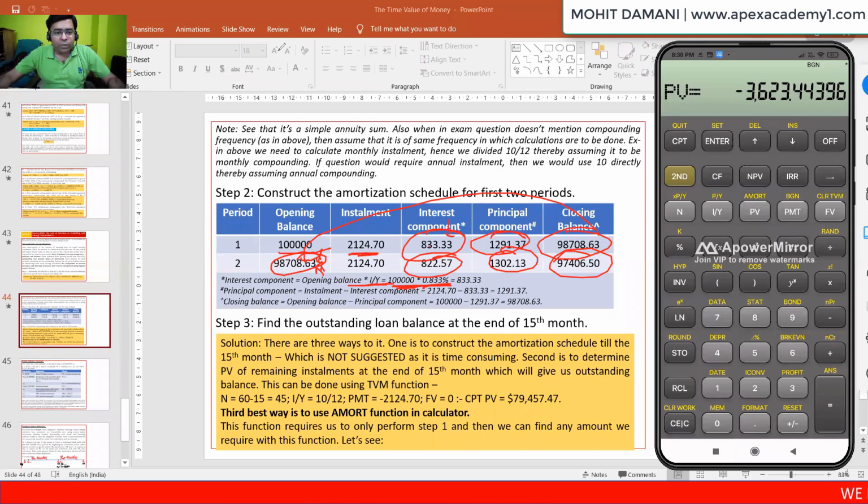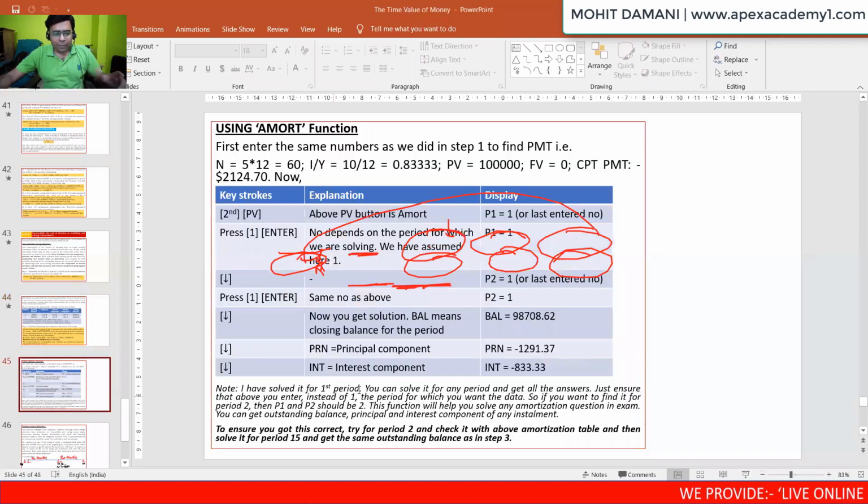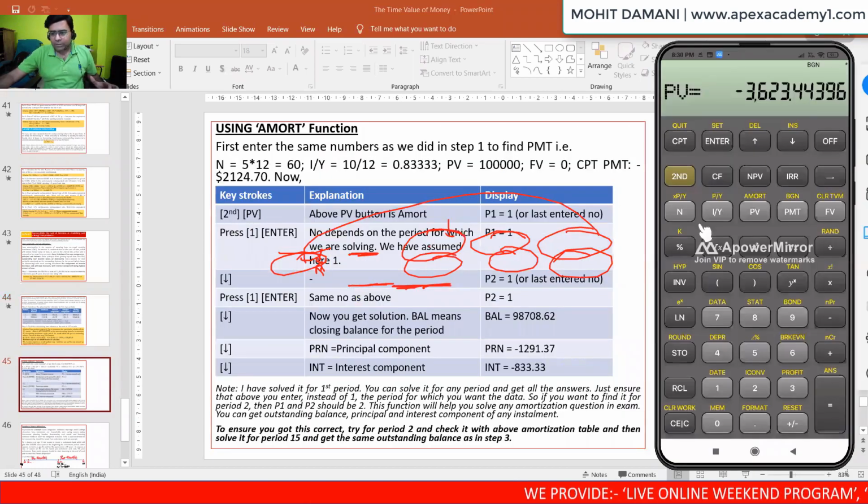So how will you solve it in exam? There are other ways to do it also, which we have explained, but apart from that, the Amort function is something which is there. One second.